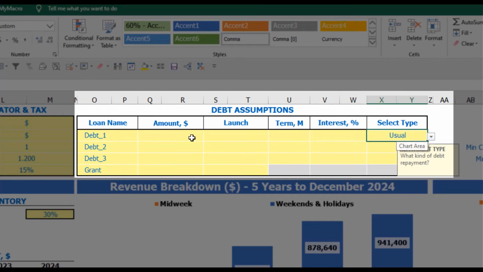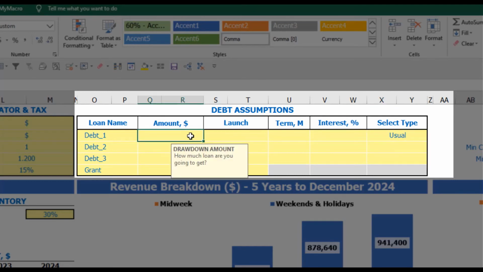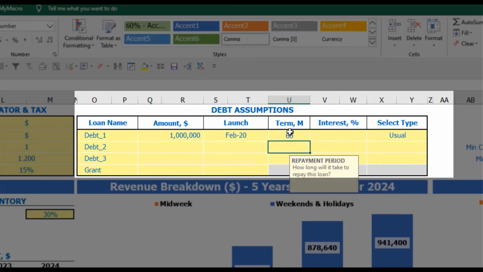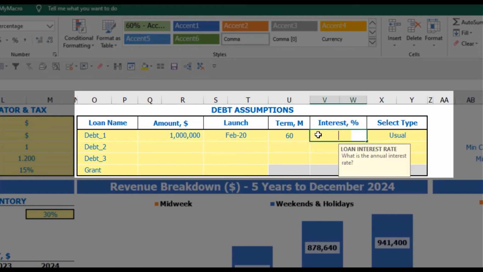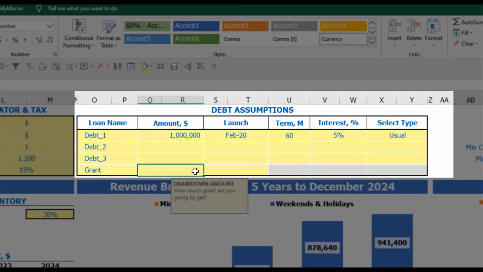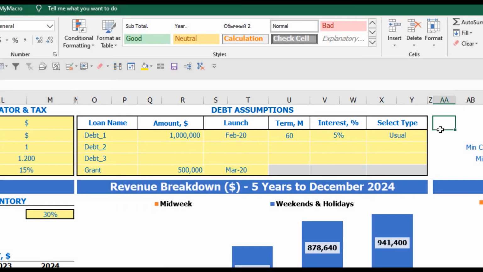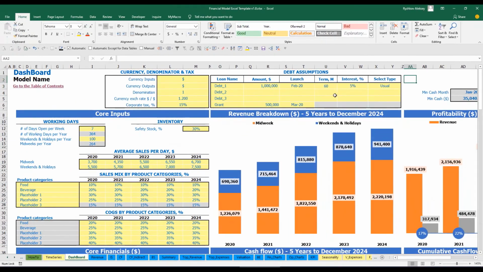Let me give you an example how it works. So you may input an amount of the debt, the launch date, term will be 60 months, and interest can be 5%. You may also input the grant, which is just simple amount, which is paid in some specific months, and that's it. No repayments, no terms in terms of interest.